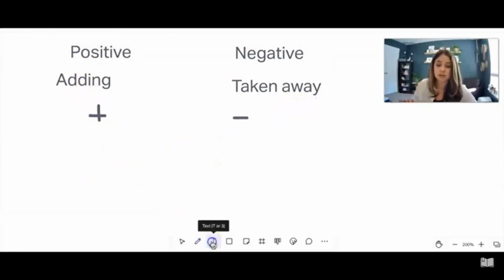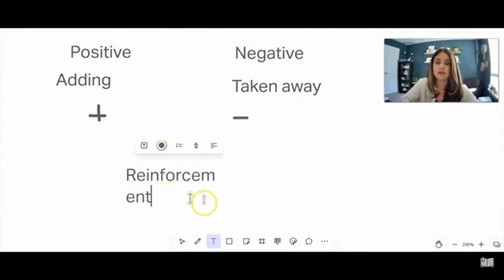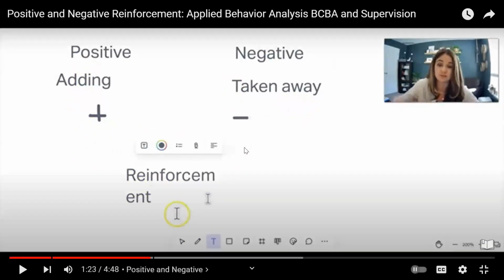And then with reinforcement, we know that the definition of reinforcement is going to be anything that increases the future likelihood of the behavior occurring again in the future. But anyhow, reinforcement means anything which can encourage a certain behavior.